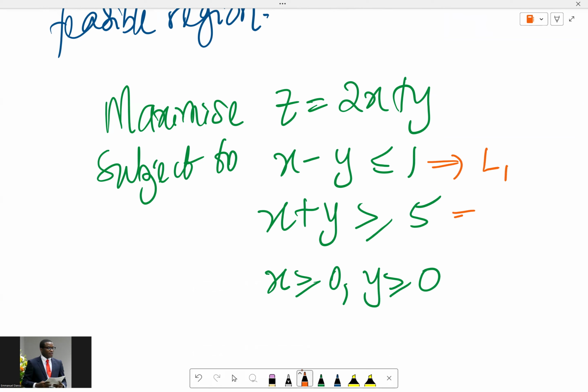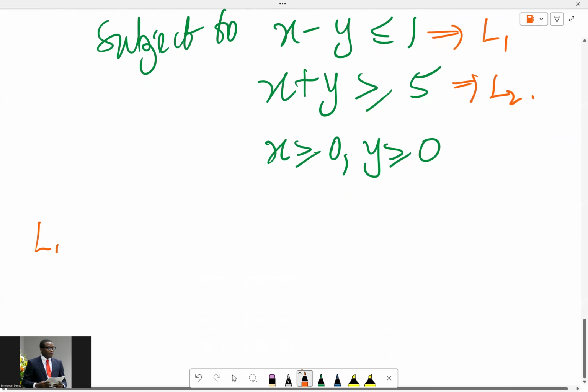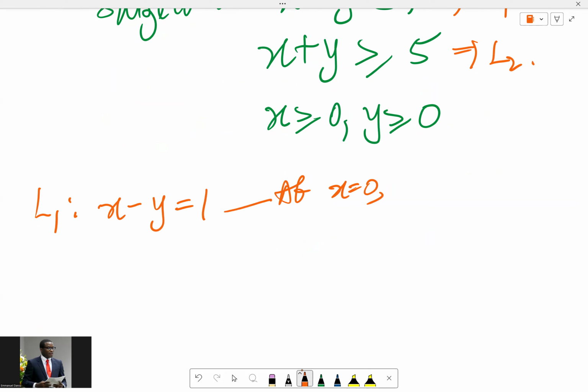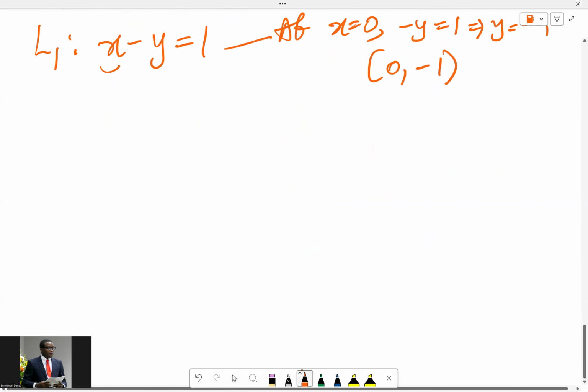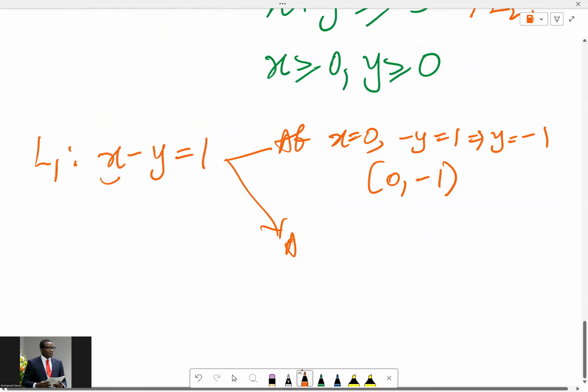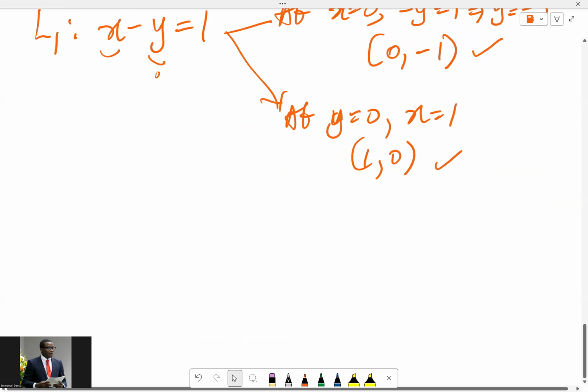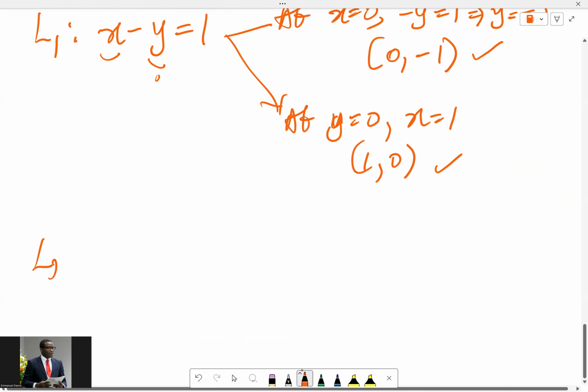So you're going to get line 1 from this, you're going to get line 2 from this, and let's see what that brings. Line 1 is x minus y less than or equal to 1, so as a line it becomes x minus y equals 1. At x equals 0, you have minus y equals 1, which implies that y is equal to minus 1, so you have (0, -1). Then at y equals 0, x is simply 1, so you have (1, 0). So you need (0, -1) and (1, 0) to draw the line.